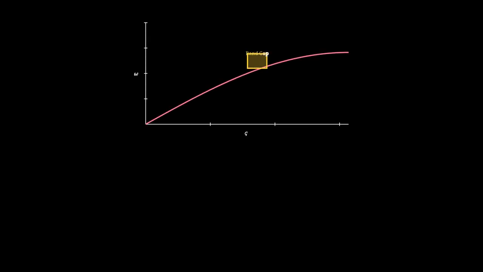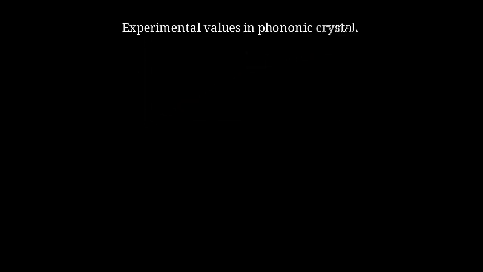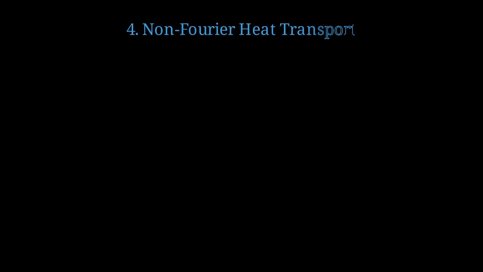This dispersion relation shows the phonon band structure with a highlighted band gap where no propagating modes exist. In experimental phononic crystals, we can achieve remarkably low thermal conductivities. Thermal conductivity in phononic crystals can be as low as 0.1 watts per meter Kelvin, 3 orders of magnitude below bulk silicon. At the nanoscale, Fourier's law itself breaks down, leading to non-Fourier heat transport phenomena.